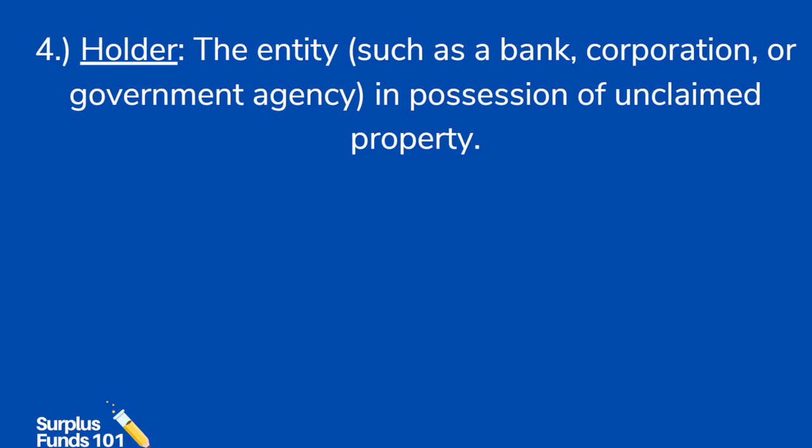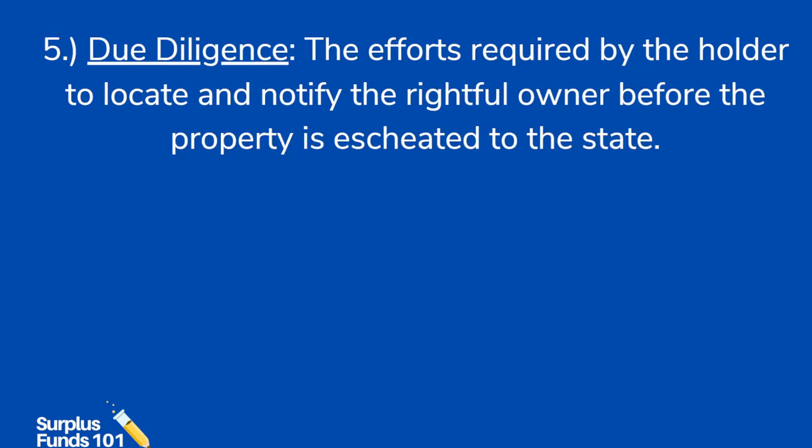Number four, the holder. This is where the unclaimed funds come from. It's the entities such as the bank, the corporation, or the government agency that's in possession of the unclaimed funds. So, like Chase Bank, Safeco Life Insurance, any of these big businesses that hold the unclaimed funds that are owed to the claimant, that would be the holder.